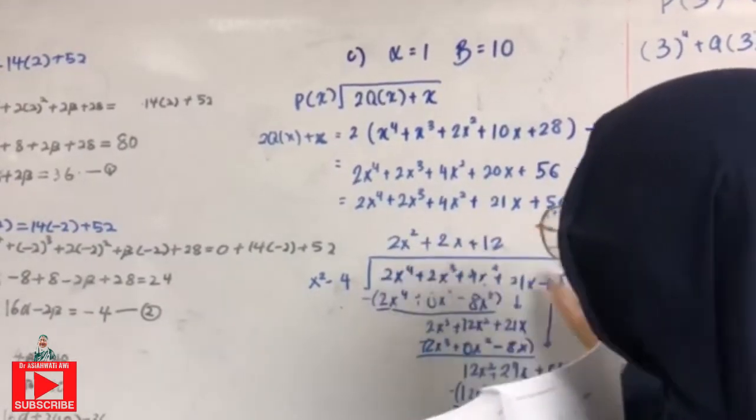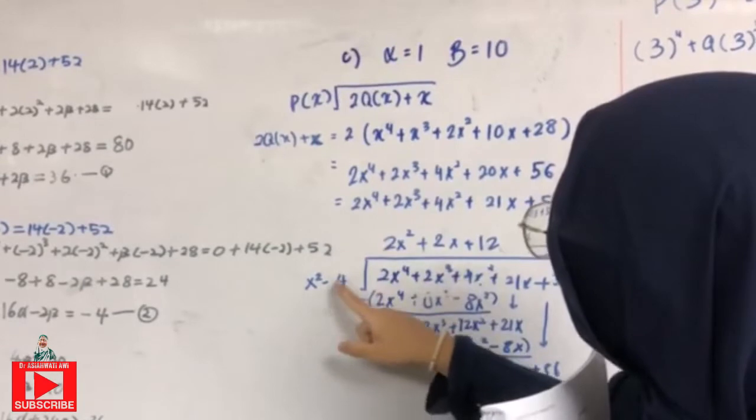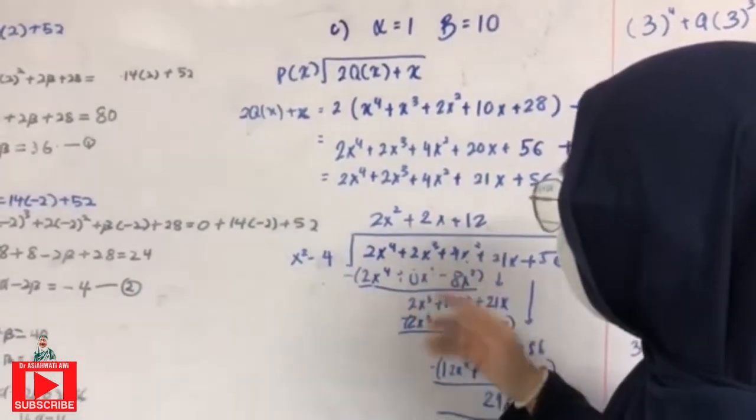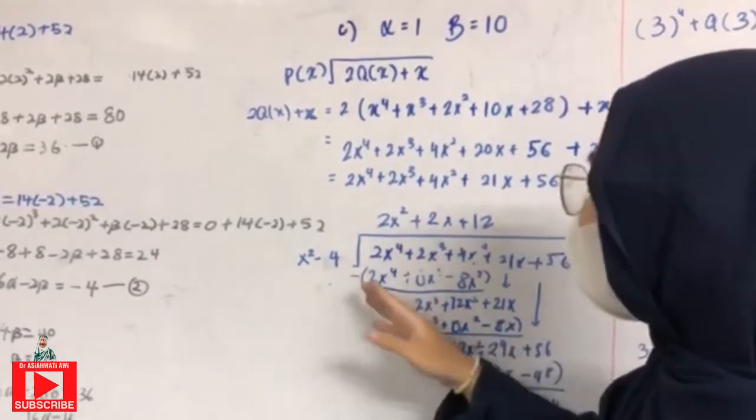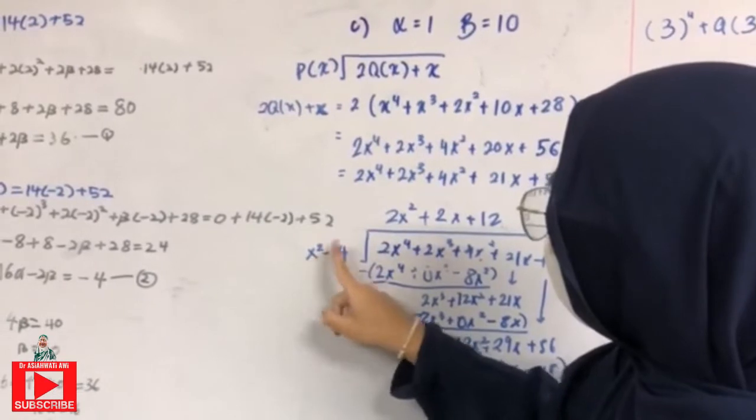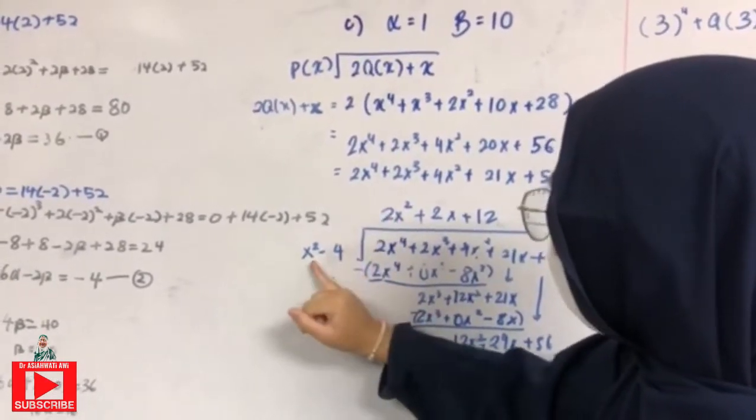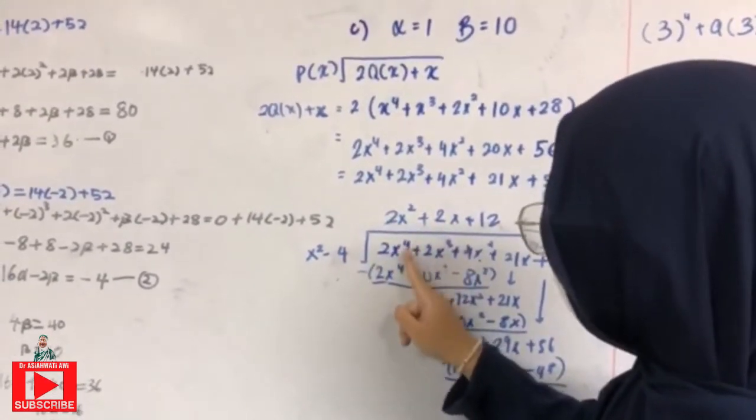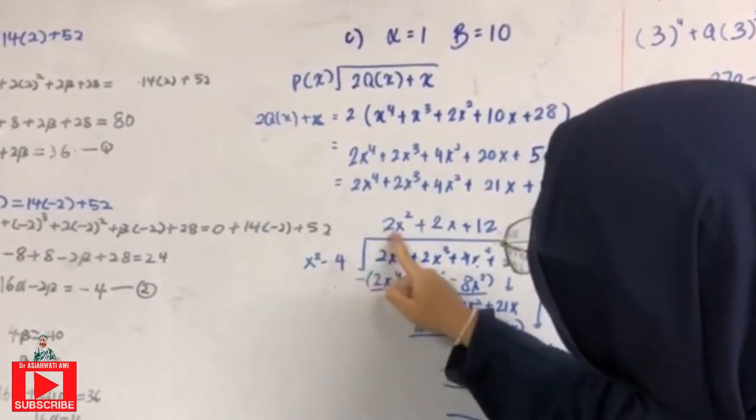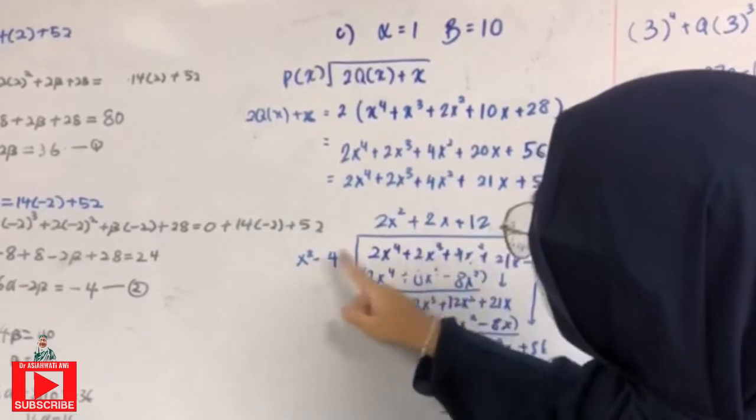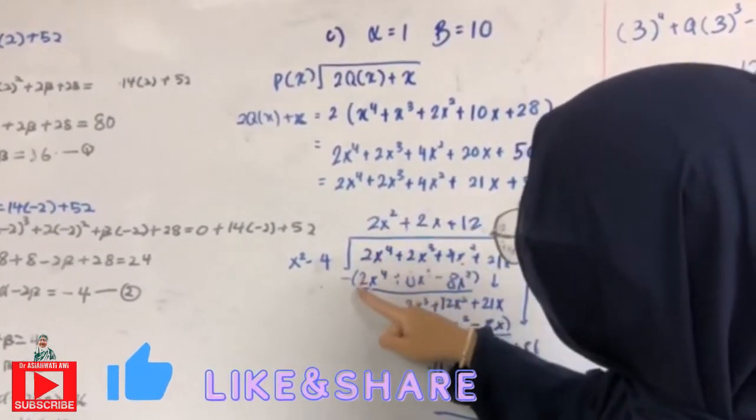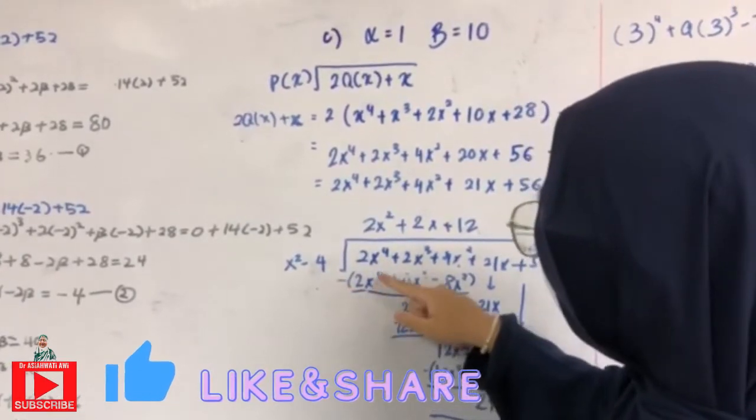So salin balik and then we bahagikan dengan Px. So we use long division. So how to do long division is by tengok berapa darab x square equals to 2x power 4. So kita tengok sini dulu. So 2x square times x square sama dengan 2x power 4 kan. So we choose 2x square and then tolak dengan 2x power 4.